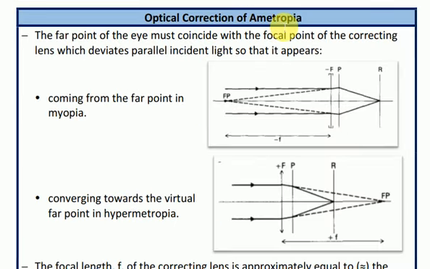Optical correction of ametropia. How to correct myopia, how to correct hypermetropia. Before this, we should know about the far point. The far point of an eye is the position of an object such that its image falls on the retina of the relaxed eye in the absence of accommodation. The distance of the far point from the principal plane is denoted by R.